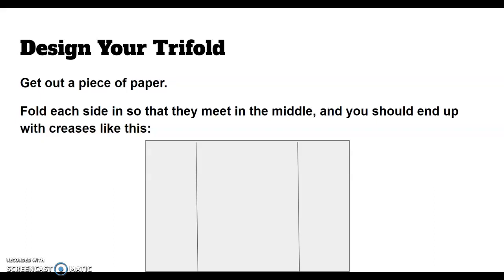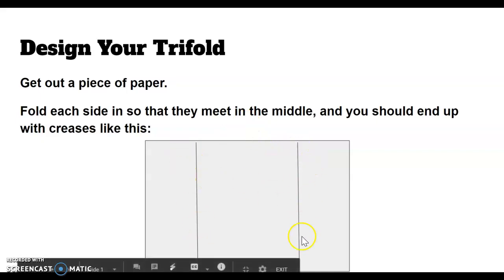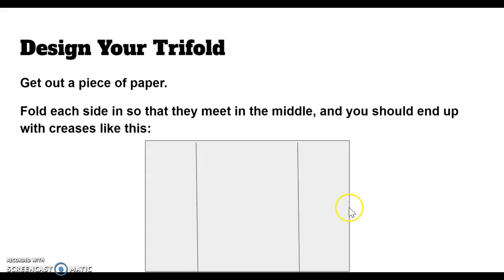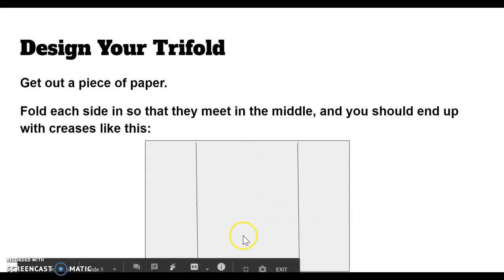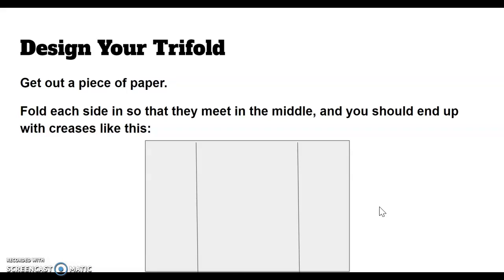Now with that piece of paper, you need to fold the two sides in so that they meet in the middle. That's how you're going to get these creases that look like this and kind of end up looking like your trifold. So you'll take one end of the paper and bring it into the center. You'll take the other end of the paper and bring it into the center and fold it. If you can't quite figure that out, see if a neighbor can help you. So fold your paper now to create your trifold looking paper.